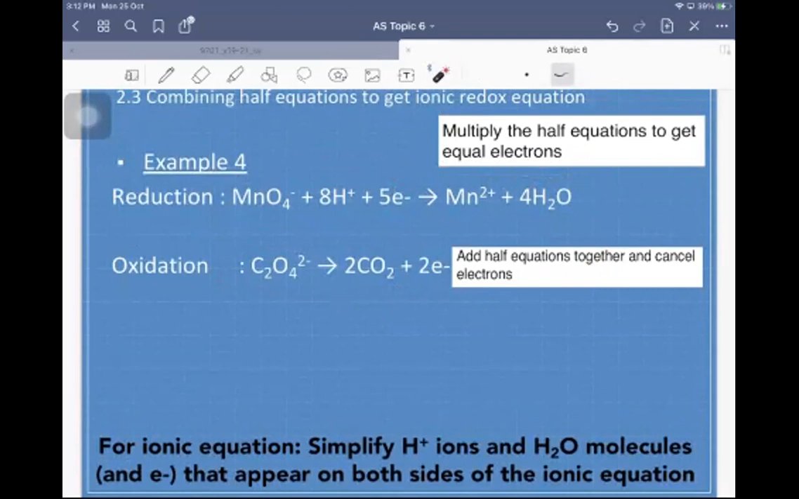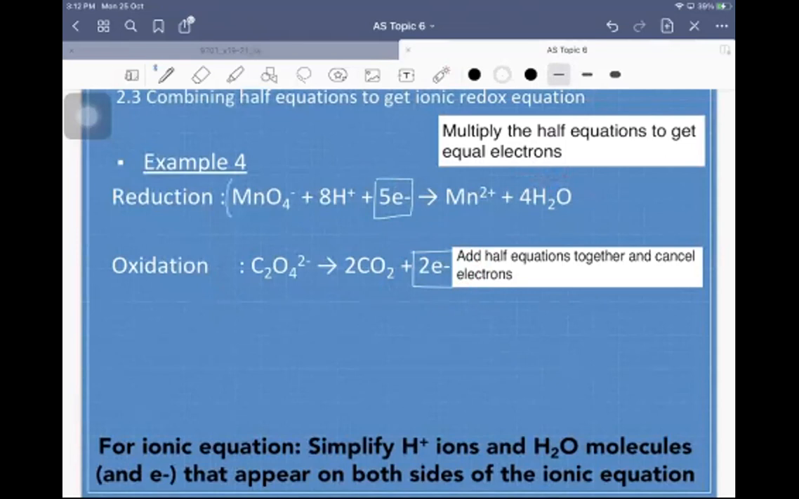As I said just now, if manganate is being reduced by gaining 5 electrons, C2O4 2- must also release 5 electrons. So this time we're going to manipulate the number of electrons by multiplying the equation, right? So we look at this, we've got 5 electrons on reduction and 2 electrons on oxidation. So you want to find a common factor between these two. The common factor would be 5 by 2, right? Which means 10.